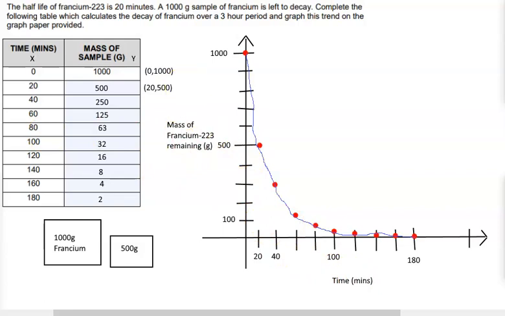We've labeled all the axes. The last thing we need to do is put a title in. So it's the half-life graph of francium-223. Alright, so there is how to draw a half-life graph.